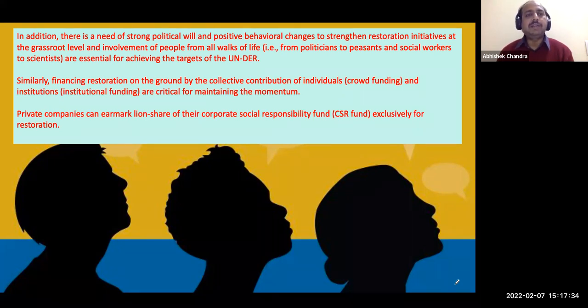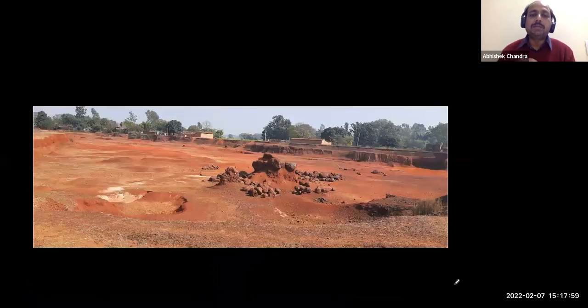So financial restoration at the ground level, through collaboration between crowdfunding and institutional funding, is critical to maintain the momentum. Private companies, through corporate social responsibility, can also fund the restoration of land exclusively, because it is important. When we are not thinking about the restoration process, the soil will be totally eroded, and it will cause different problems.